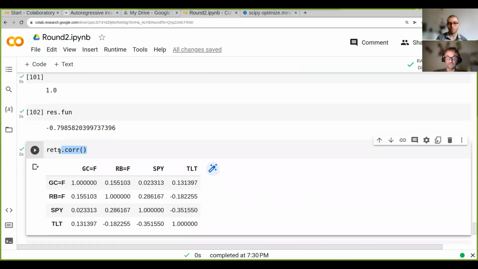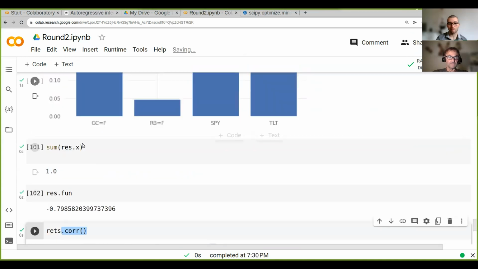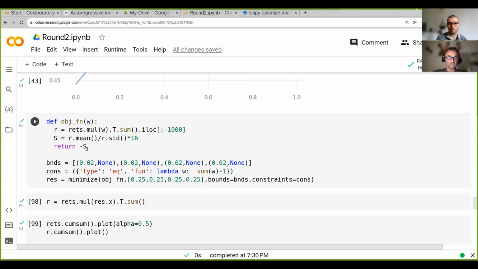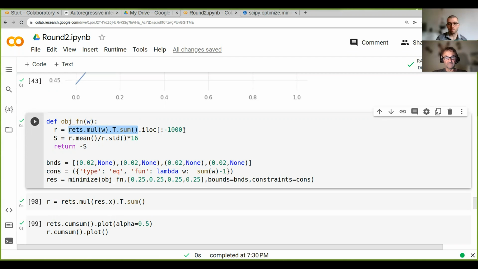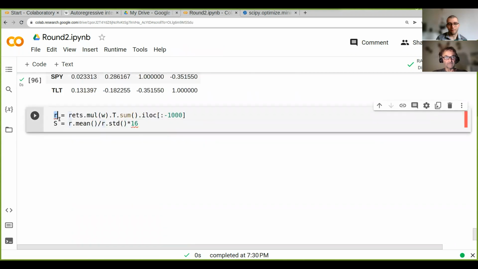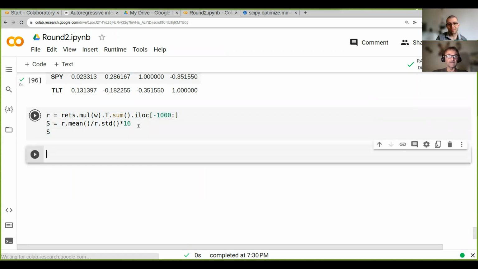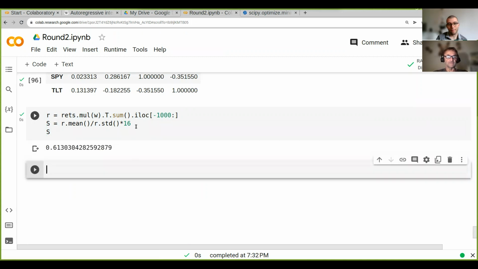But we could actually check. So what do we need to do? So we got rest.fun. Now, we cannot use our objective function because we have the 1,000 less. So let's just do this and put it here. But instead of the last 1,000, we actually want it from 1,000 to the end. And then we just print S and see what we get. So the Sharpe ratio in our out of sample is 0.6.